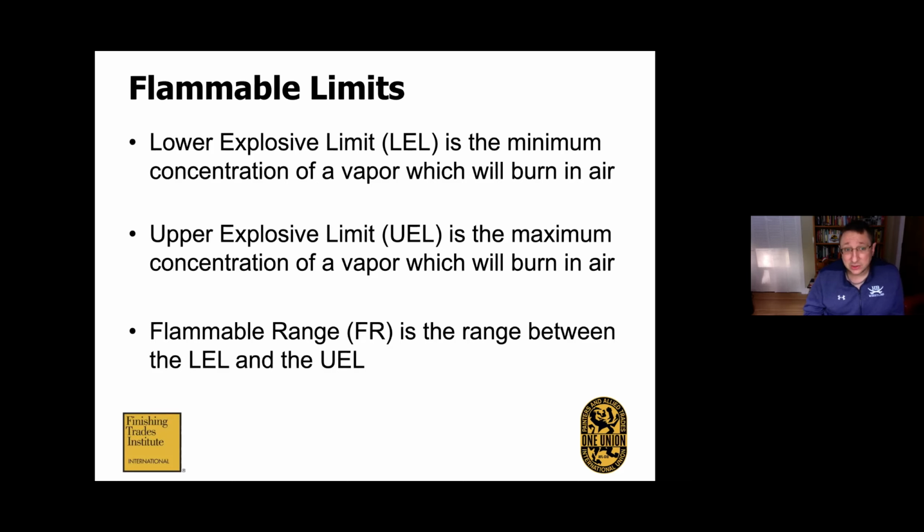Flammable limits. The lower explosive limit is the minimum concentration of a vapor which is going to burn in air. So you've got enough fuel, in other words, for a fire to occur. And the upper explosive limit is the maximum amount of vapor in air for a fire to occur. If you've got something over that, it's going to be too fuel rich, and you won't have a fire. And the flammable range is that sweet spot in the middle of those two values.